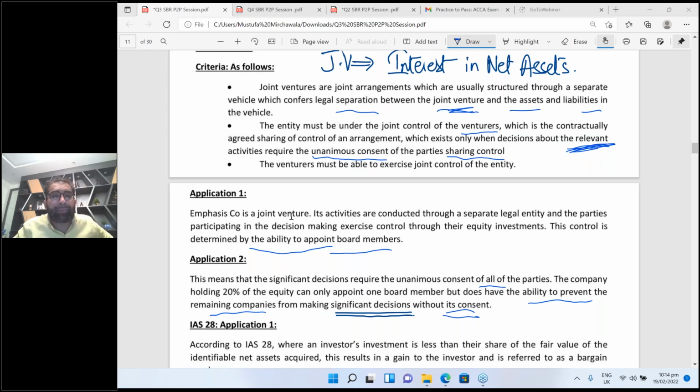I'm sure you have all studied the concept of substance over form. This is a very basic concept of accounting, and it applies on almost all standards. You have to see the economic reality of the transaction.